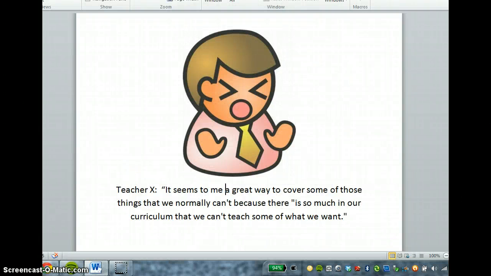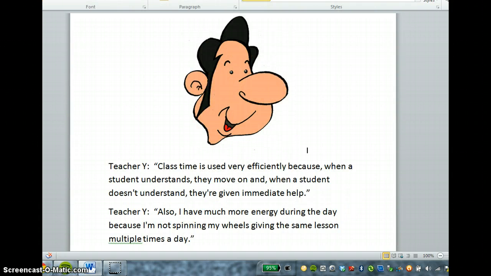Teacher X says, "It seems to me a great way to cover some of those things that we normally can't because there is so much in our curriculum that we can't teach some of what we want to." Teacher Y adds, "Class time is used very efficiently because when a student understands, they move on, and when a student doesn't understand, they're given immediate help." Teacher Y also adds, "Also, I have much more energy during the day because I'm not spinning my wheels giving the same lesson multiple times a day."